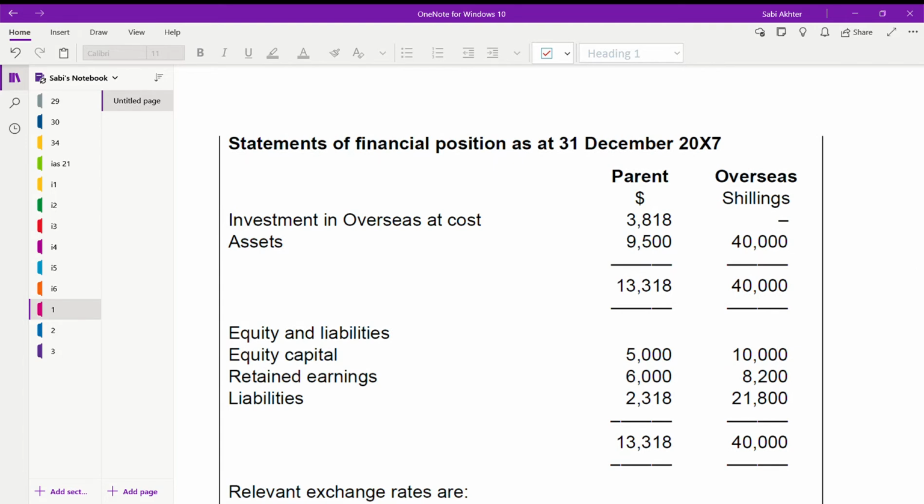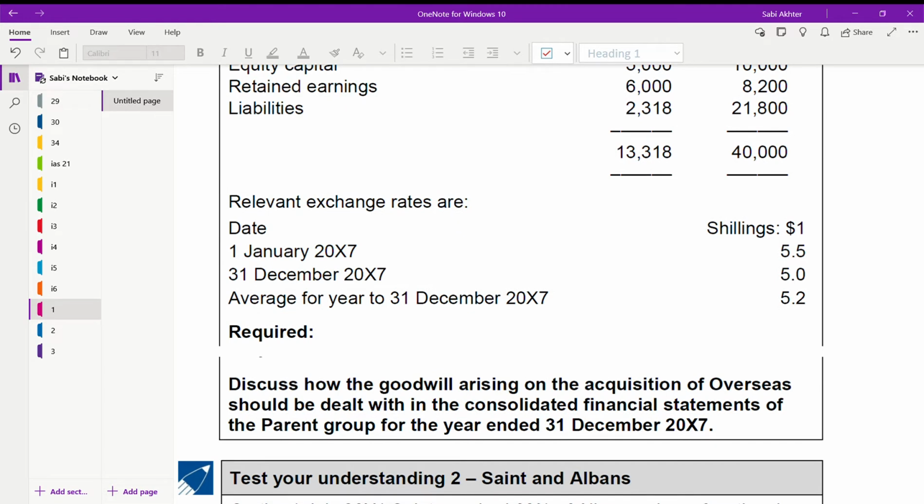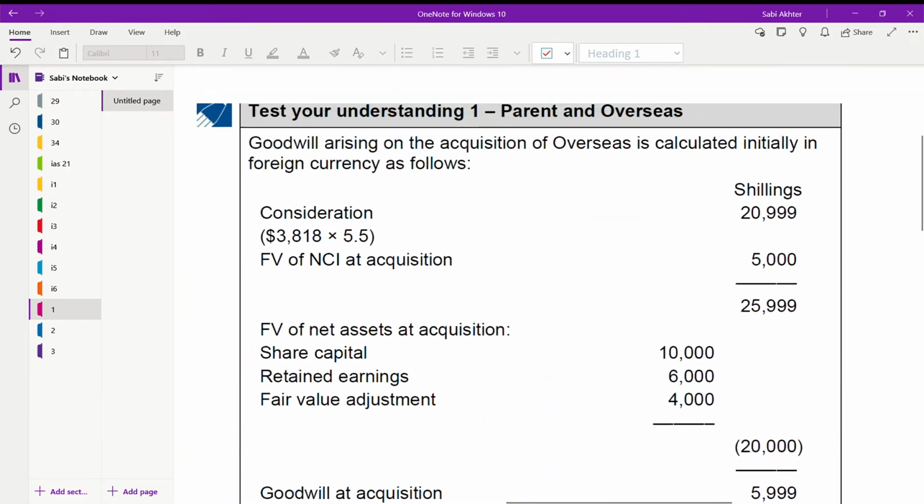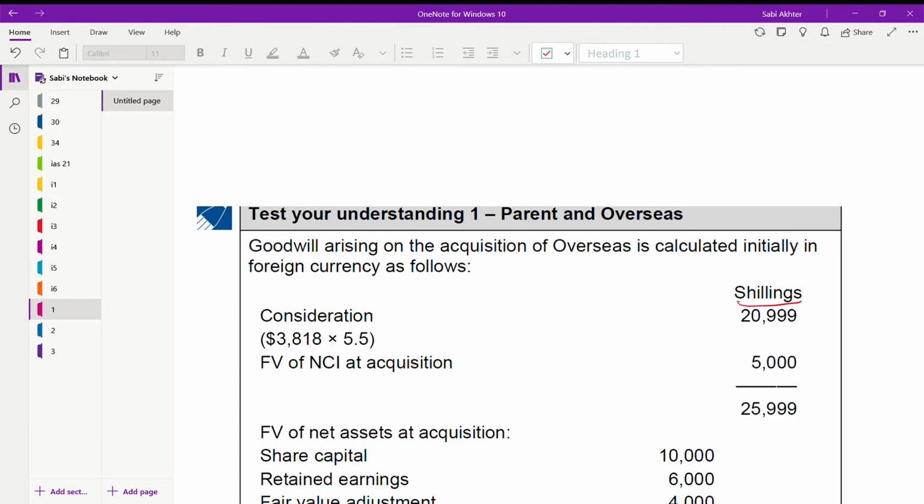Now you have been given the statement of financial position and the rates. Opening, closing and average. Now discuss how the goodwill should be dealt with. Very common question in the exam. If you have done the revision kit questions relating to goodwill for an overseas subsidiary, you know how to calculate goodwill. This is nothing for you. When you are calculating goodwill, this is just for the goodwill they asked. They didn't ask you a full consolidation. So you have to calculate in shillings.